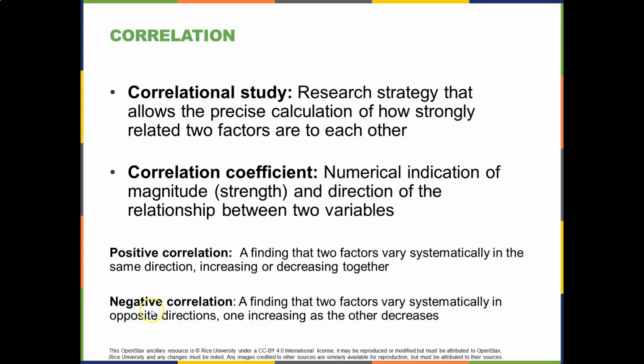Okay. Now negatively correlated, or negative correlation, is a finding that two factors move in opposite directions. So one increases as the other decreases. A great example is the one I used earlier, where an increase of caffeine will result in a decrease in good sleep. So that can be a negative correlation.